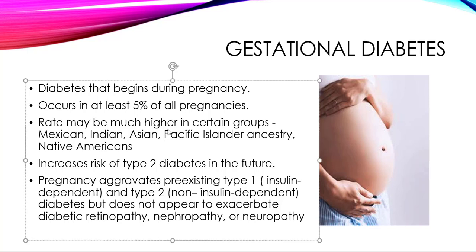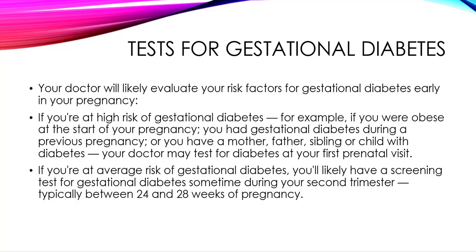For example, the rate of people with Mexican, Indian, Asian, Pacific Islander ancestry, as well as for Native Americans, is higher than for other groups. If someone becomes pregnant and they are at high risk, factors include being obese at the start of the pregnancy. If you had gestational diabetes during a previous pregnancy, or if you have a mother or a father or sibling or child with diabetes, then your doctor is going to test for diabetes at the first prenatal visit.